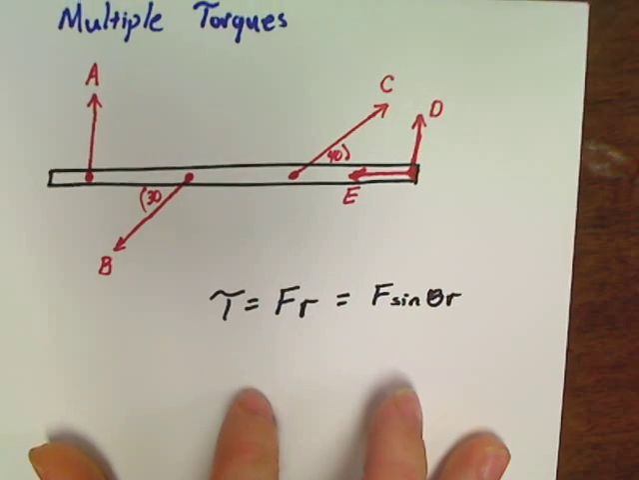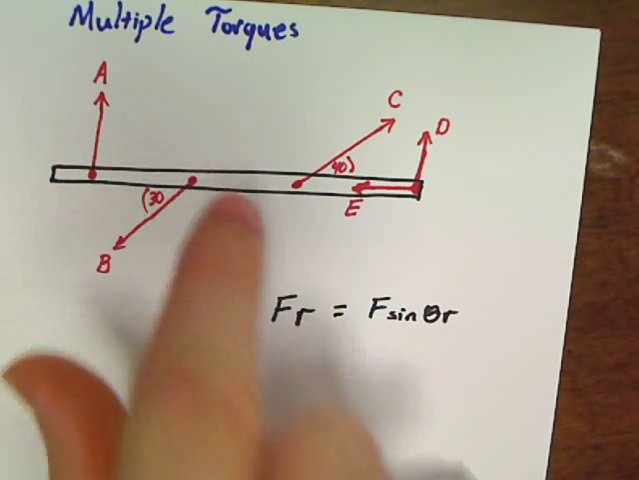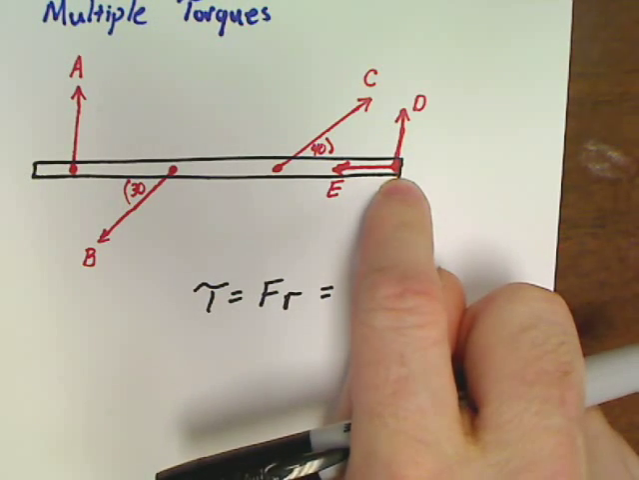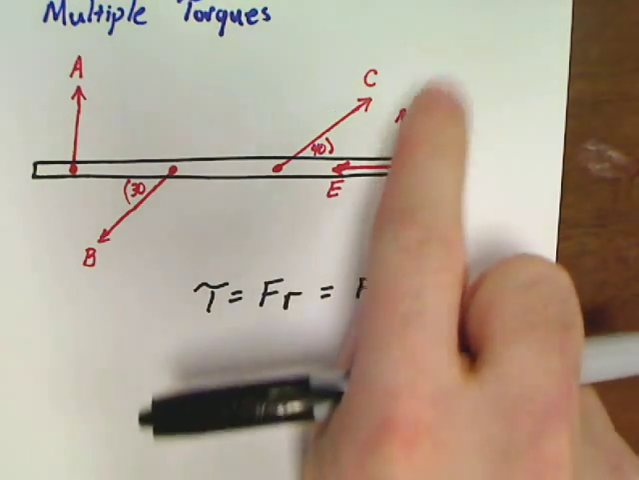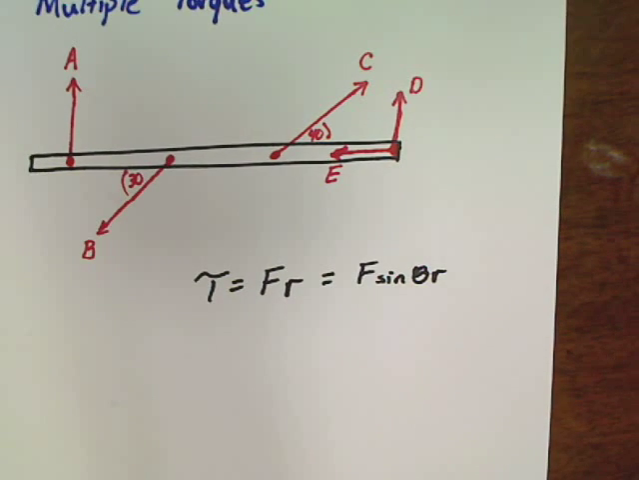So how do we do torques in one like this, where you can see there's 1, 2, 3, 4 different points where forces are acting? Now here's a point down here that's got two forces acting on the same point. But let's go through and do this.